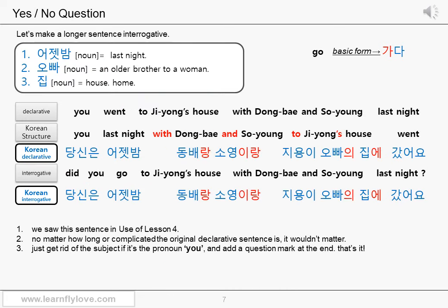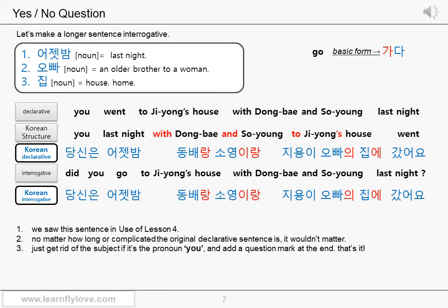Let's see a longer and more complicated sentence. It looks complicated, but it's not. You went to Jiyoung's house with Dongbae and Soyoung last night. You've seen this sentence in lesson 4. It looks complicated, but it's actually nothing if you can make a declarative sentence correctly. Let's make a correct declarative sentence first then. Let's rearrange the words first. You, last night, with Dongbae and Soyoung, to Jiyoung's house, went.